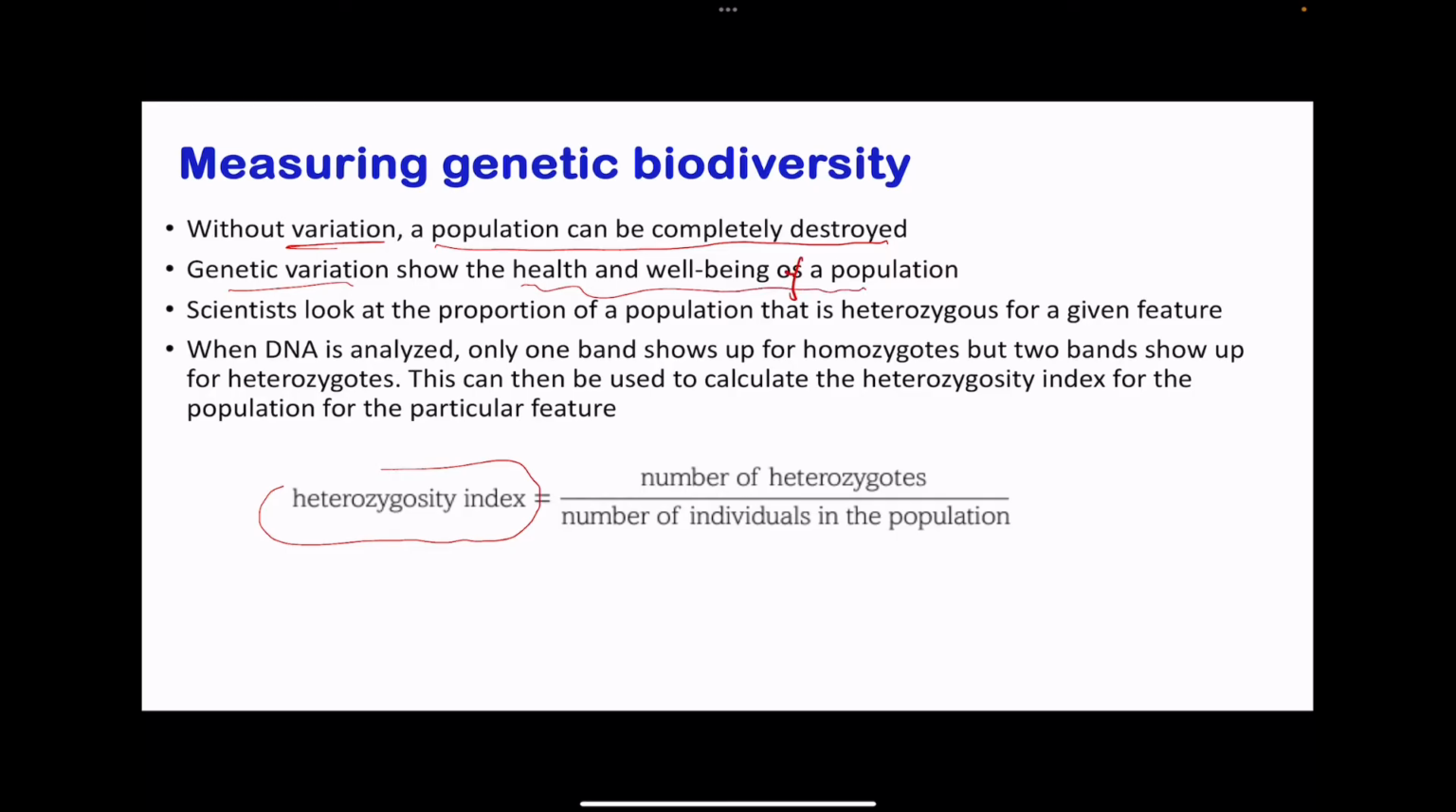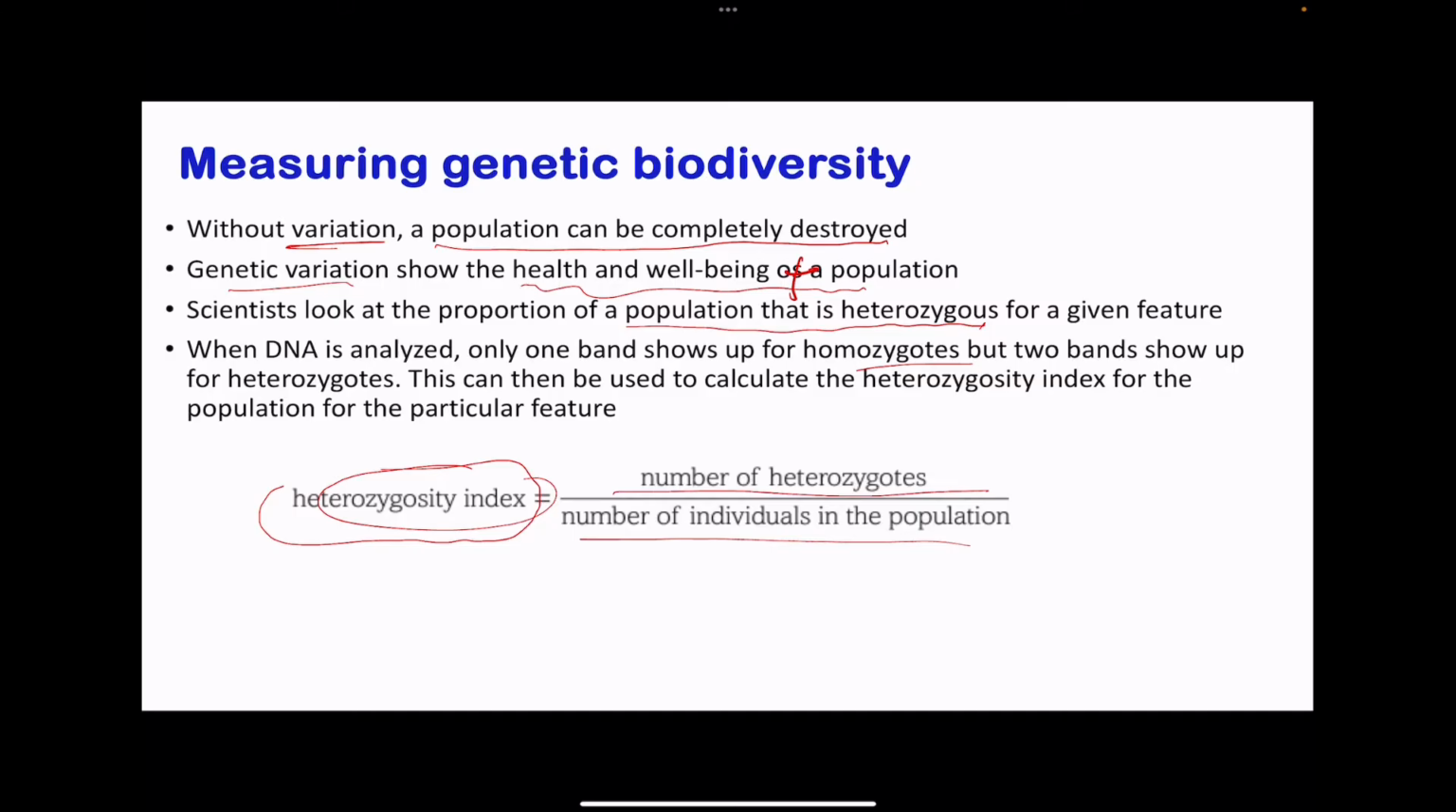When measuring genetic diversity, usually we will look at the proportion of heterozygotes for a given feature. So DNA is going to be analyzed. Only one band will show for homozygotes, but two bands are going to show for the heterozygotes, and this can be used to calculate the heterozygosity index like we're going to see on the next page. The heterozygosity index is the number of heterozygotes divided by the total number of individuals within a population.